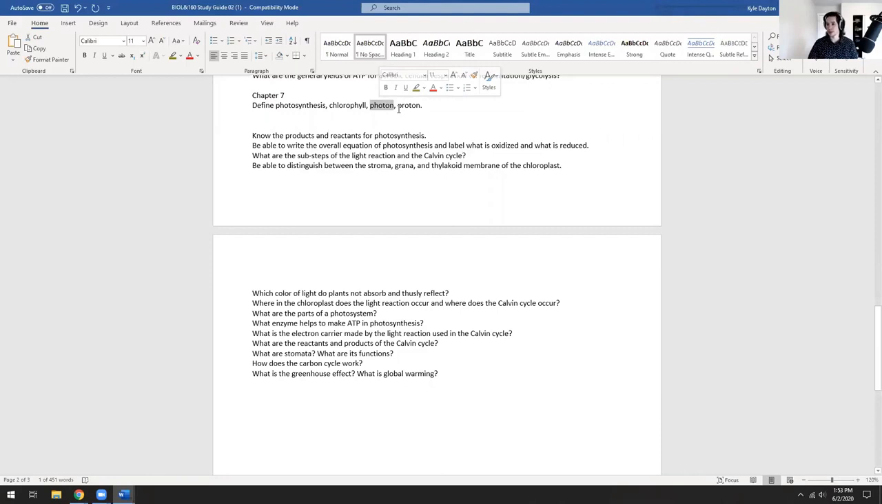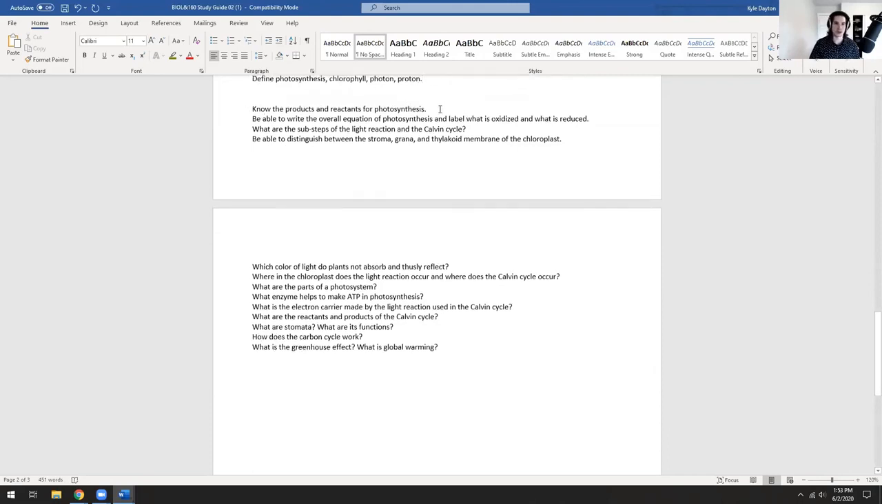Photons, those are light packets or packets of light energy. And then a proton, I put this in there because they kind of sound the same. A proton is simply a proton. You could even think H+, because we know that hydrogen actually doesn't have a neutron. All it has in its nucleus is a proton. So if you strip hydrogen away from its electron, all you're left with is a proton, that subatomic particle. So it's just a proton.